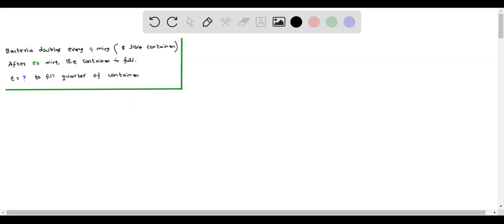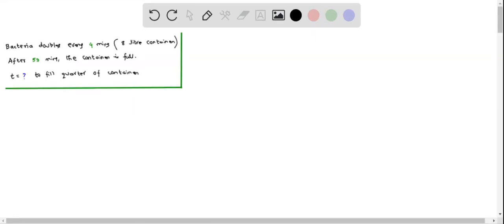Okay, let's put this situation using the number of bacteria model. So I'm going to write down this as N(t), and this equals N0 times 2 raised to the power of t by 4. I put this as 2 raised to the power of t by 4 because the bacteria doubles every 4 minutes. And here N0 represents the initial amount of bacteria, and N(t) represents the number of bacteria at any time t.